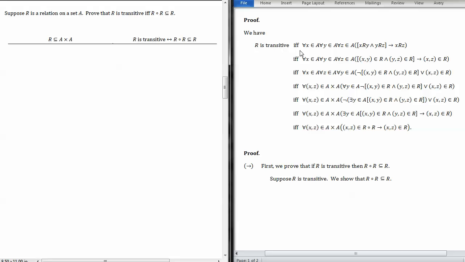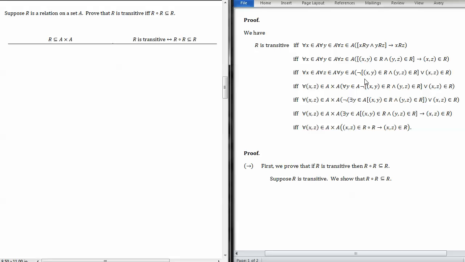R is transitive. The definition of that is for all X in A, for all Y in A, for all Z in A, XRY and YRZ implies XRZ. And for the next step, all I'm doing is rewriting these relation notation statements, XRY, in ordered pair form. So that means that the ordered pair XY is in R. And similarly for these other two statements. After that, I'm going to rewrite this conditional here as a not or.